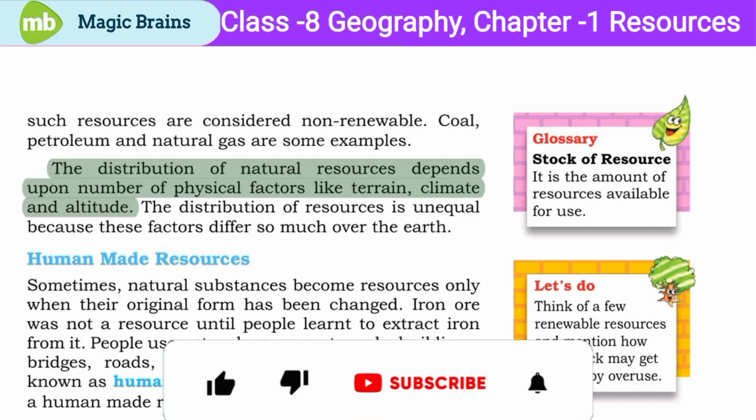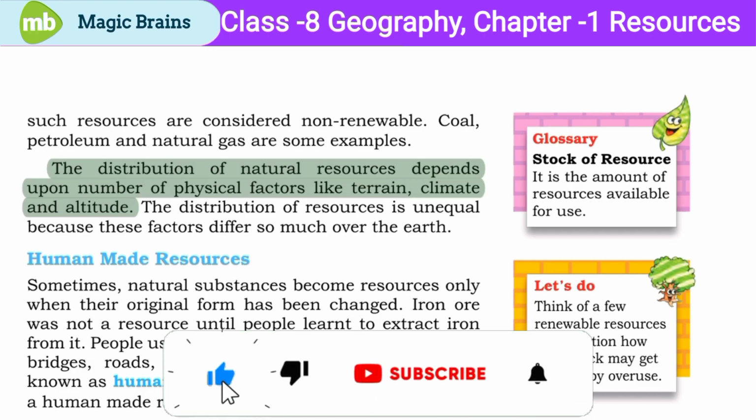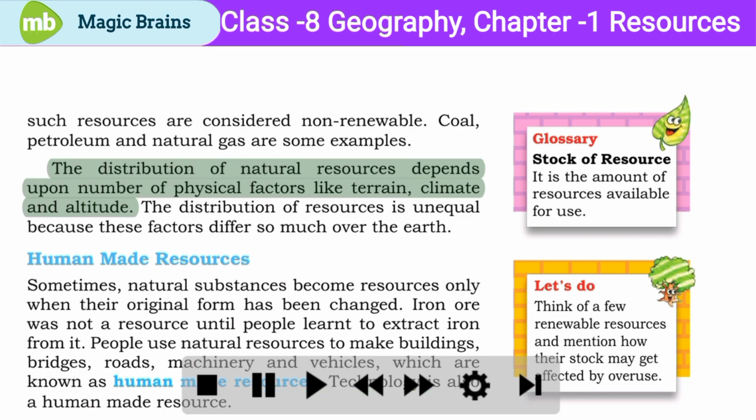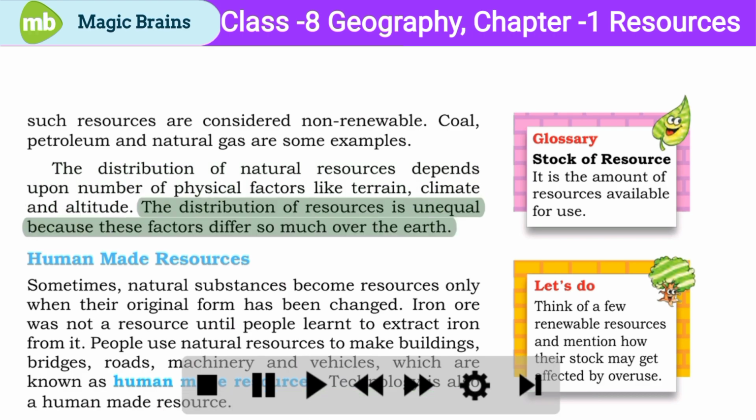Page number 3. The distribution of natural resources depends upon a number of physical factors like terrain, climate, and altitude. The distribution of resources is unequal because these factors differ so much over the earth.